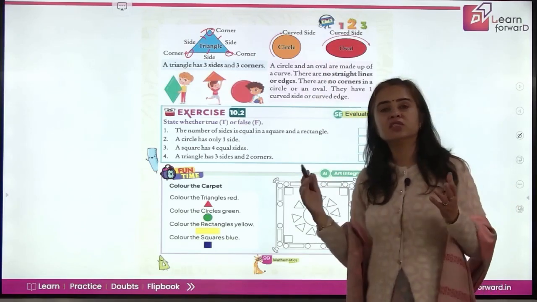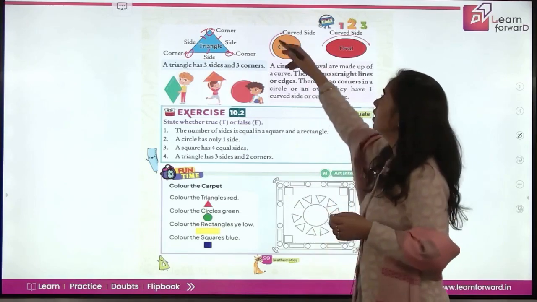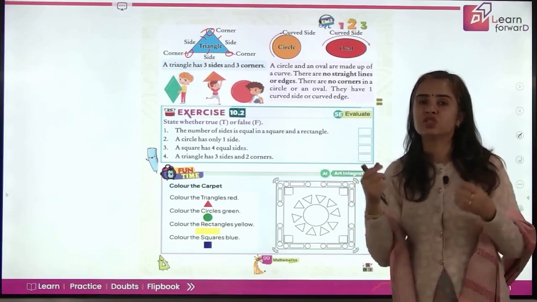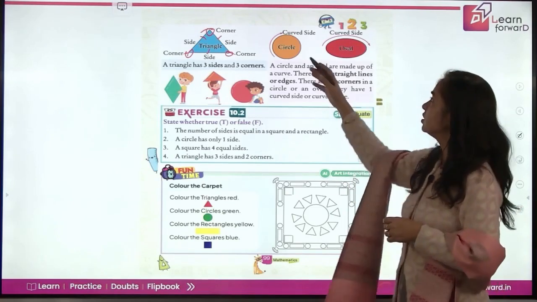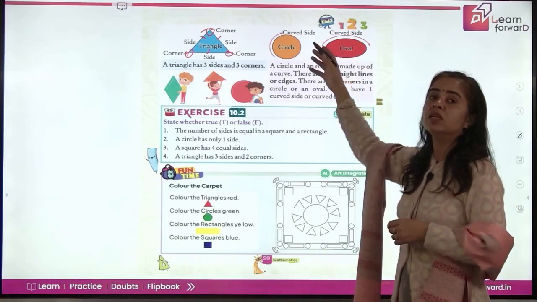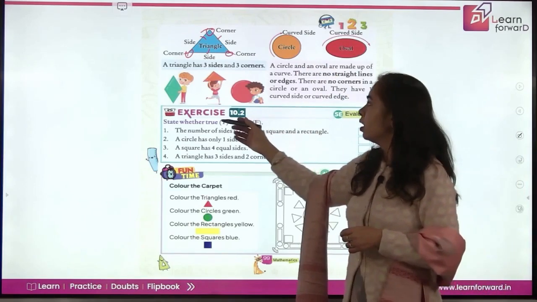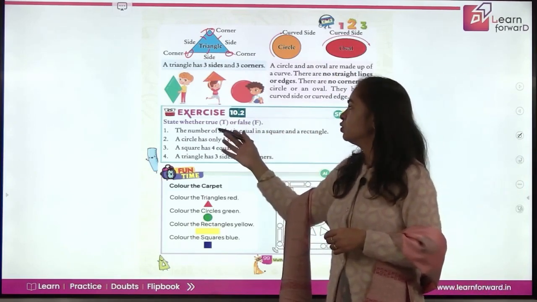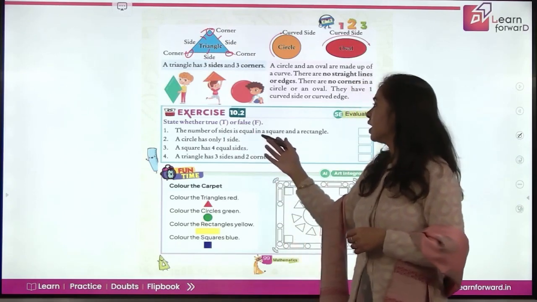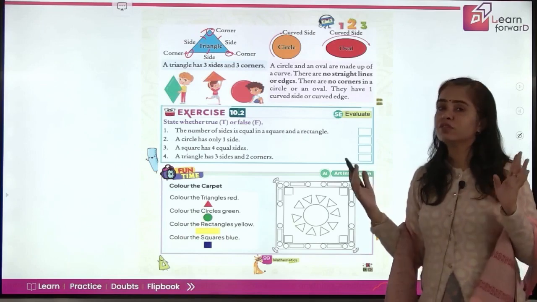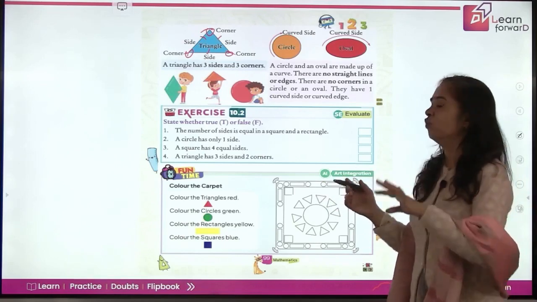That is just a curved side here, and an oval also is the same, but it is a little stretched circle. So this is the difference between a circle and an oval. They don't have any corners. Now, an exercise for you, true or false. The number of sides is equal in a square and a rectangle. Yes, the number of sides is equal, 4 and 4, not the length.